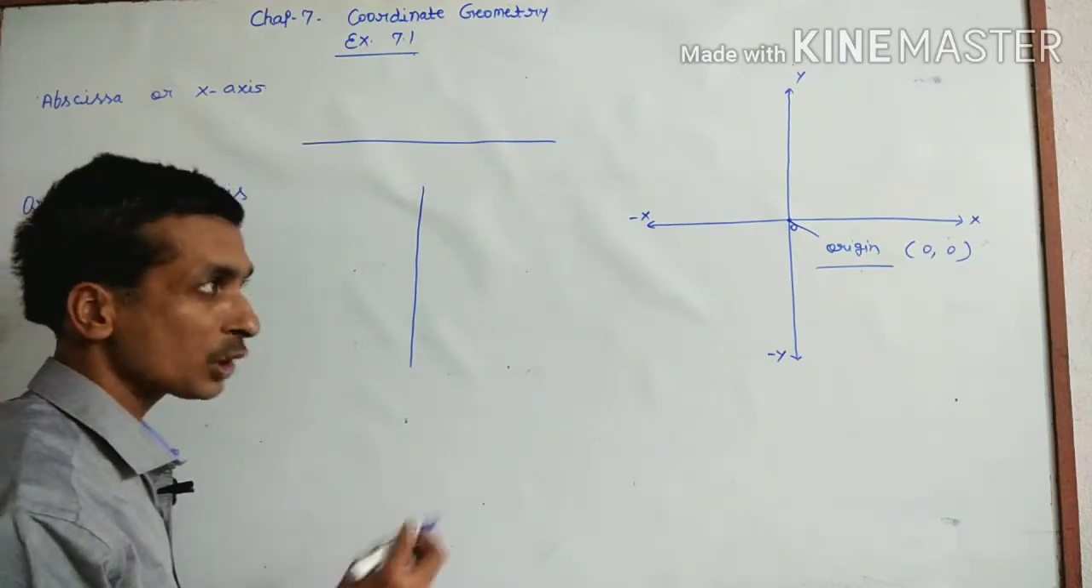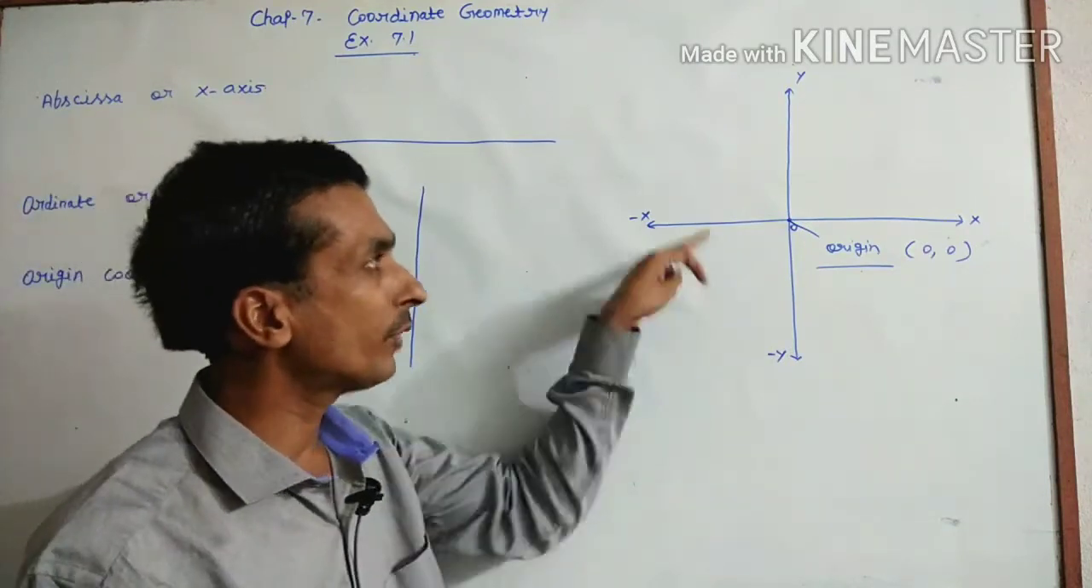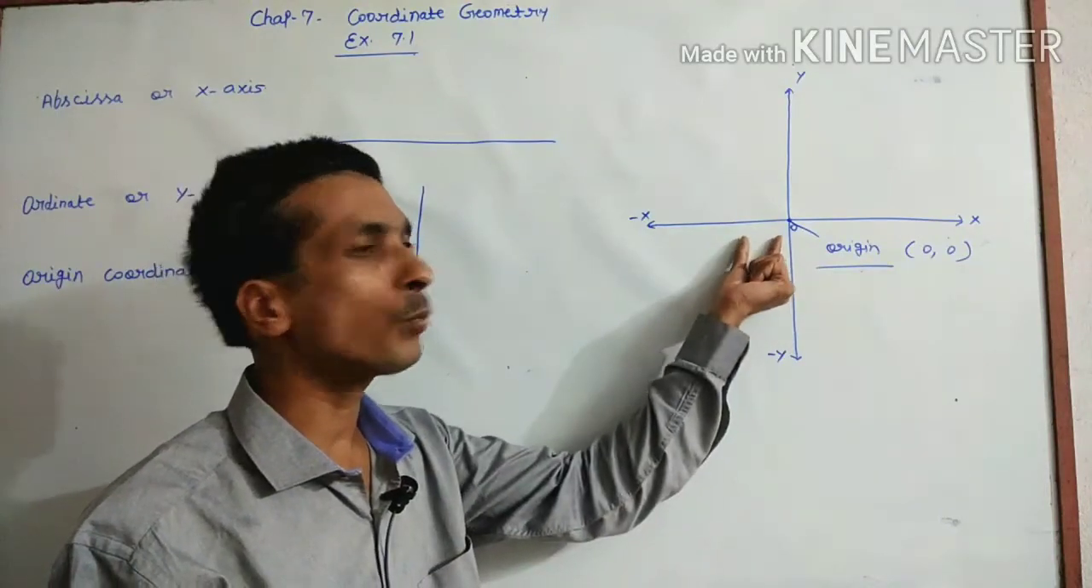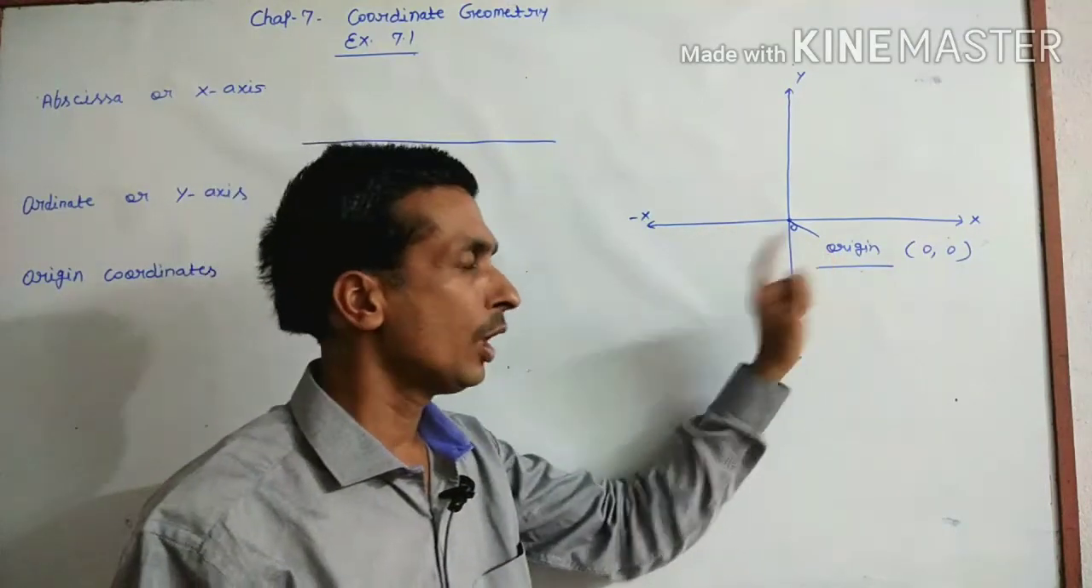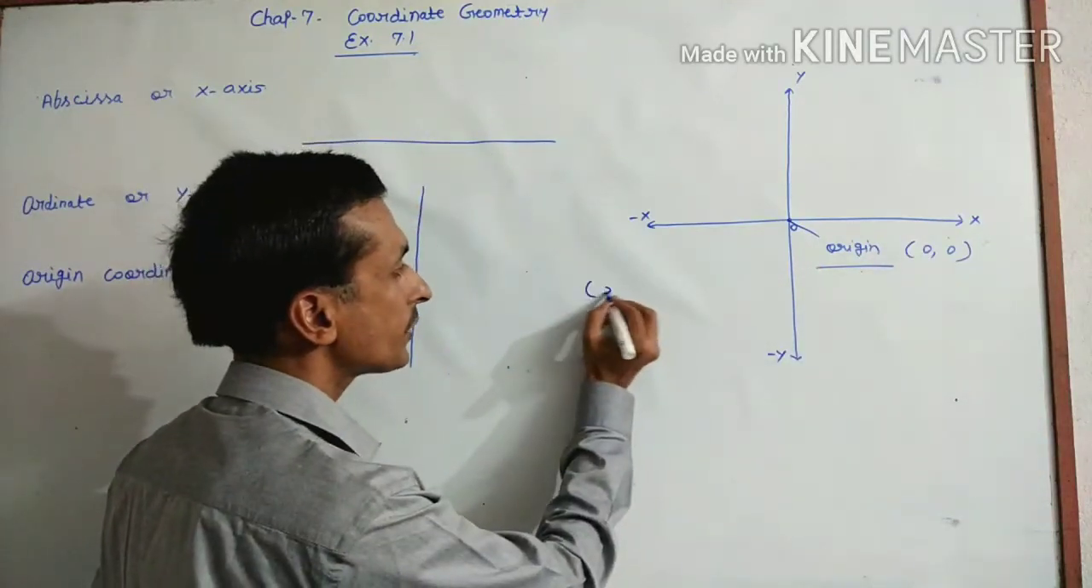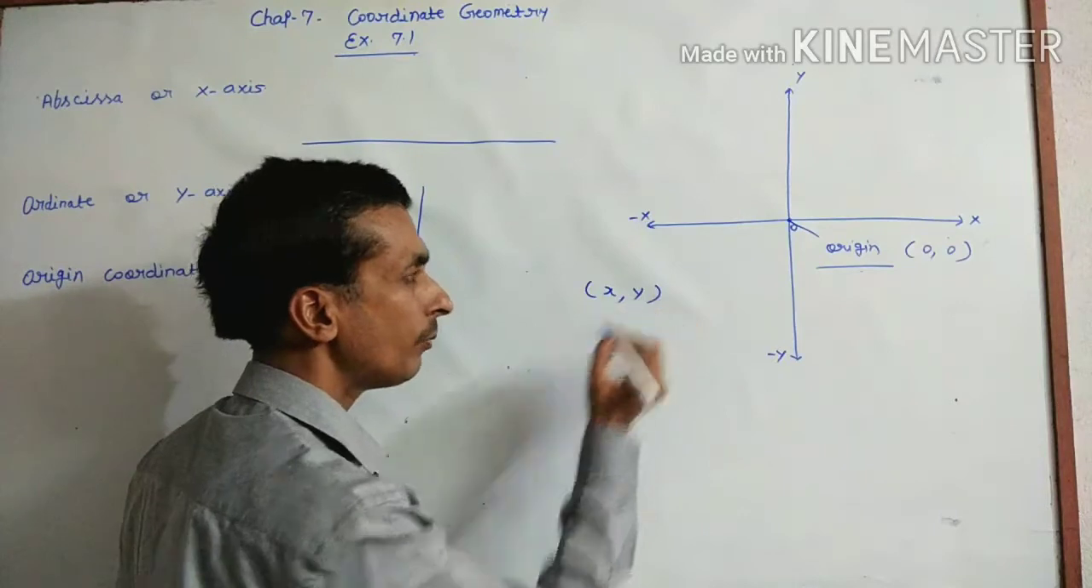Coordinate, that means you can understand there are two lines. One line is the horizontal line, the second line is the vertical line, and where they intersect, that point is called the origin. The coordinate of the origin is 0, 0, and the first value always represents x and the second value represents y.